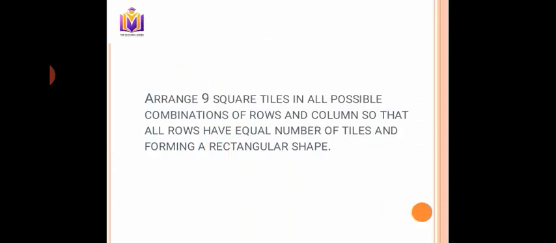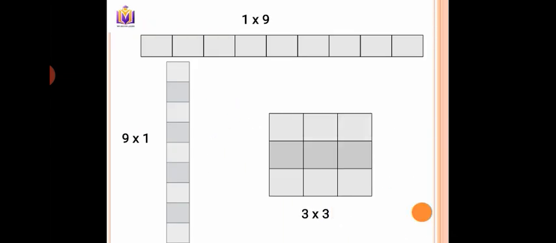Now this is the next question. Arrange 9 square tiles in possible combinations of rows and columns so that all rows must have an equal number of tiles, forming a rectangular or a square shape. Like earlier we did it with 12 square tiles. Now it's the practice one. You can try using 9 square tiles.